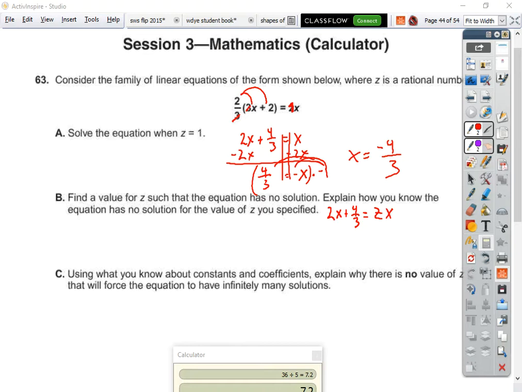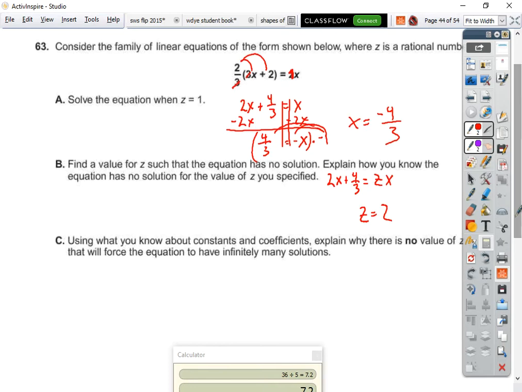All right, so find the value. Back to the problem. Find the value of z such that the equation has no solution. All right, so for this to have no solution, we have to have a parallel line. And clearly, the slope of this line is 2. Therefore, to get a parallel line, we'll have to have a slope of 2. So if we have z is equal to 2, we will have no solution, because we'll have a pair of parallel lines.